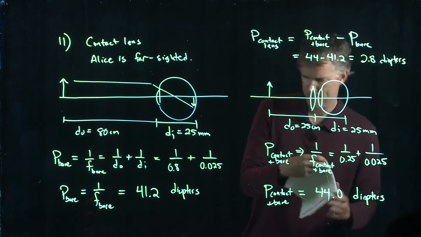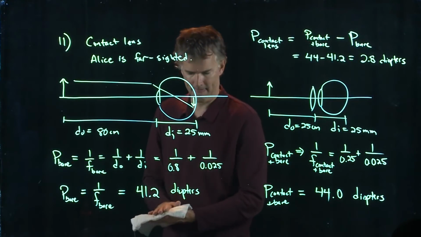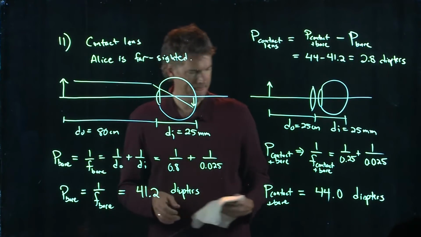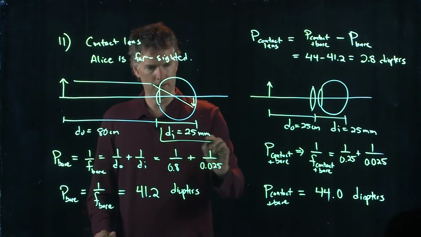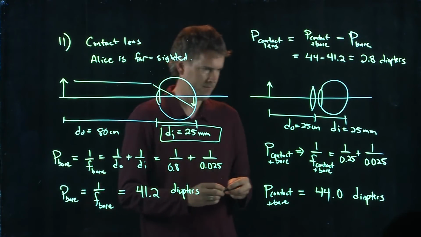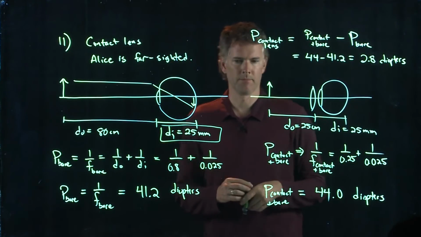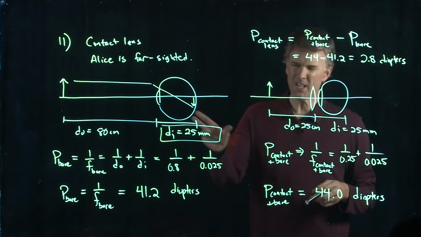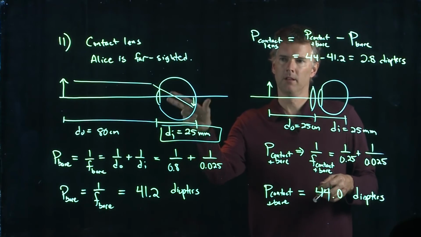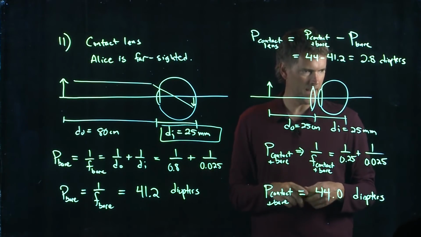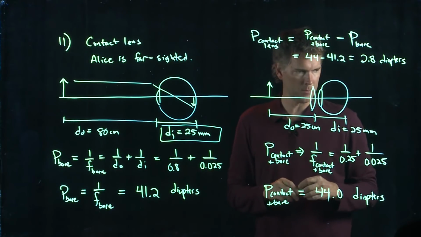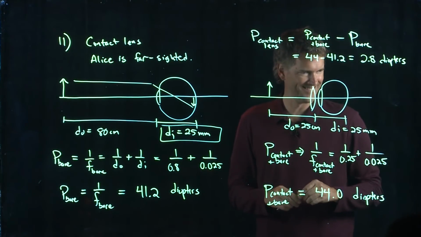Someone asked, where did you get the 0.025? That is right here, the size of your eyeball. Okay. There were some questions. So we talked about that in class. Hopefully you guys remember that that's the size of a human eyeball, the average human eyeball.